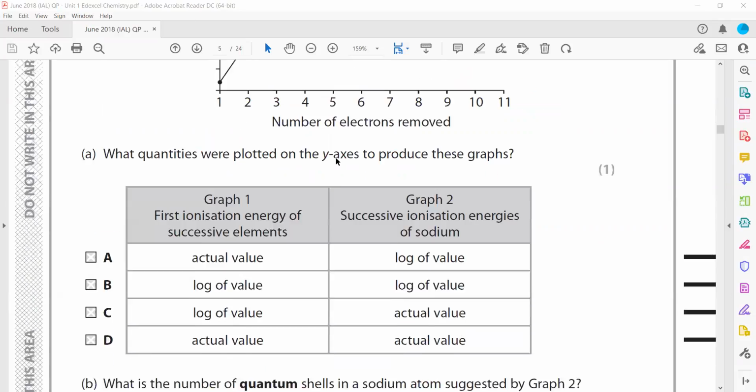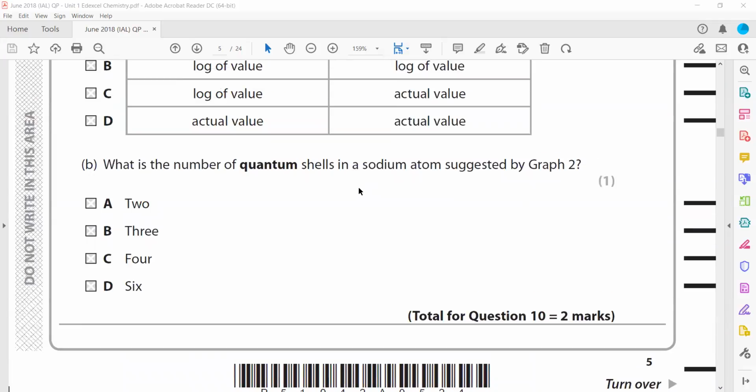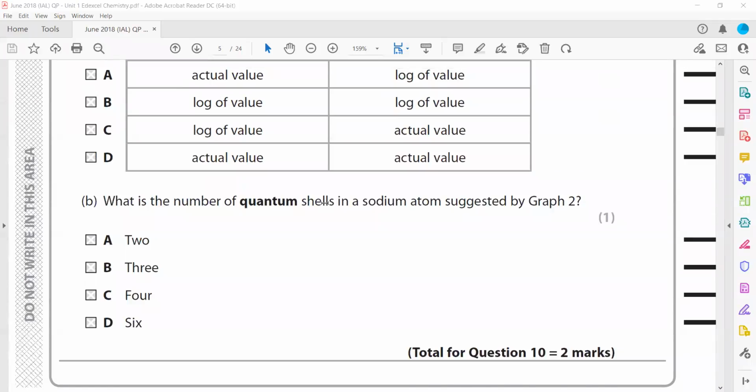and the configuration is 2, 8, and 1. So we can say that it will have 3 shells. So B will be the right answer.